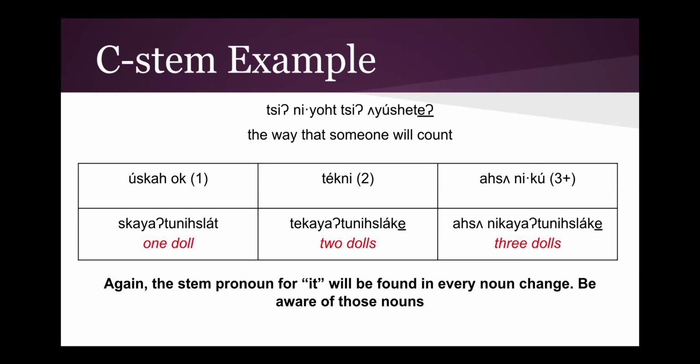Degayat duni slug is 2 dolls. Hasa nigayat duni slug, Hasa nigayat duni slugge is 3 dolls. So again, if there's more than 3 dolls, then I still have to use nigayat duni slug after the number.